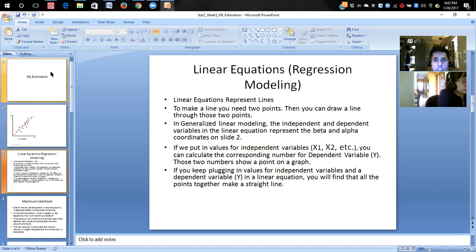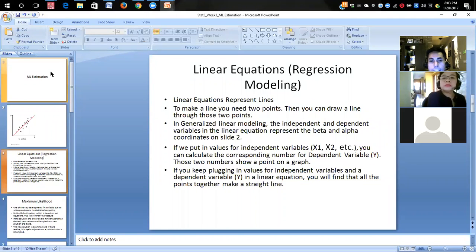Another important continuation from last week is that the linear equation we use for regression modeling represents a line. It's a straight line. And in order to make a line, you need 2 points, very simple. Then you can draw a line through these 2 points. And in generalized linear modeling, the independent and dependent variables in the linear equation represent the beta, or the Y, and the alpha coordinates on slide 2.